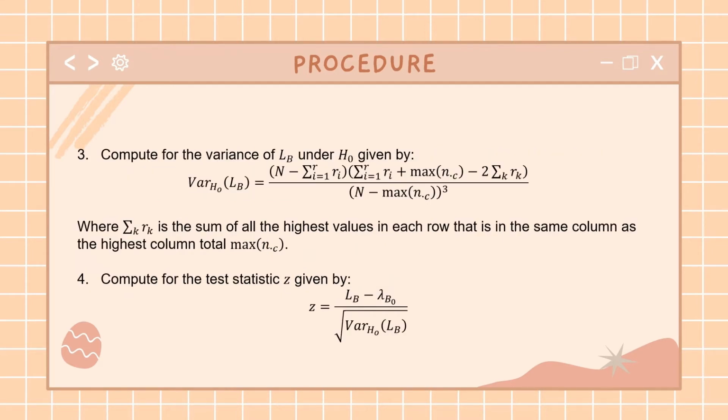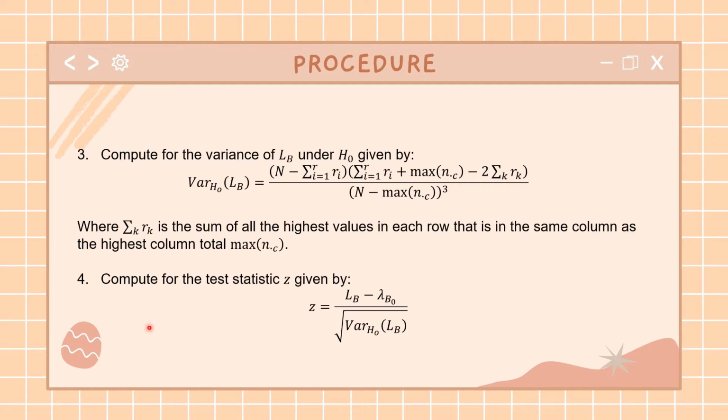Then, we now compute for the variance of Ls of B under H null, given by this formula right here. Same lang naman yung mga components except meron tayong nadagdag dito sa dulo, which is itong part na to. At ito ay yung summation ng Rs of K for all K. Yun yung sum ng highest values in each row that is in the same column as the highest column total. Yun max and that's it.